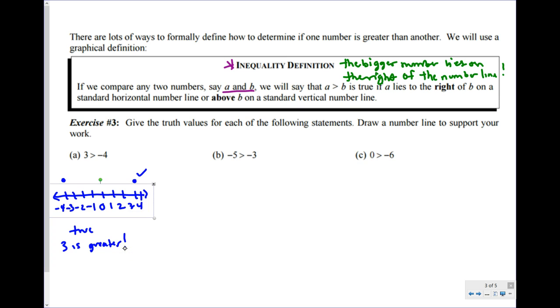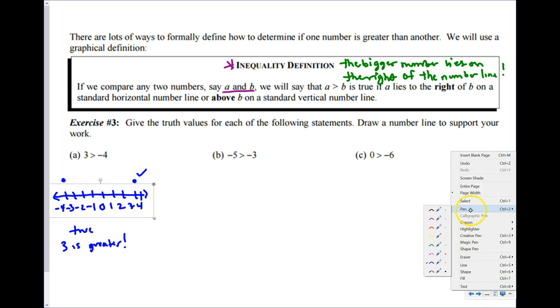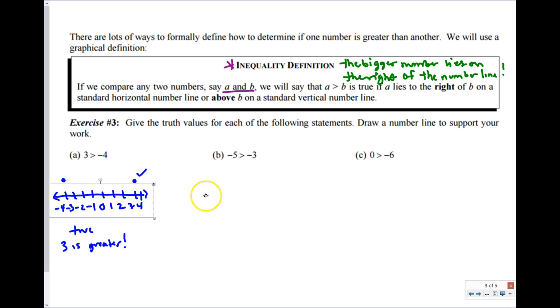So one way we can test our inequalities is by graphing them. Okay? Letter B. Negative 5 is greater than negative 3. Let's draw our number line. Okay. And I'm going to put negative 1 here, negative 2.